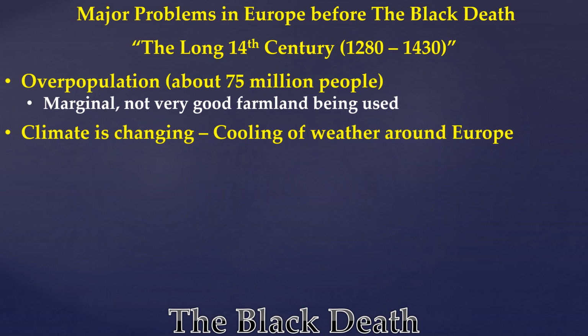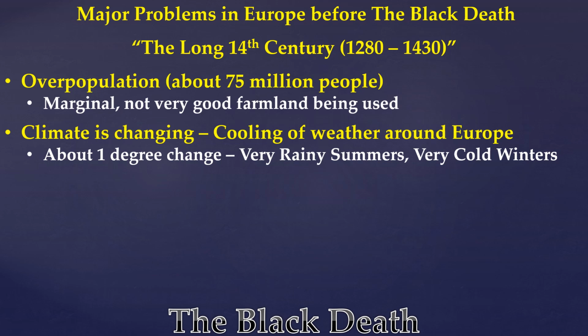We see the climate is changing in Europe. We see the cooling of the weather around Europe. So this 1 degree change of climate, where we were getting longer growing seasons and things were a little bit warmer, we now have the opposite. Where we had rainy summers, and again, rainy in quotation marks, where we're getting enough rain, now we're getting very rainy summers, to the point where we're getting way too much rain.